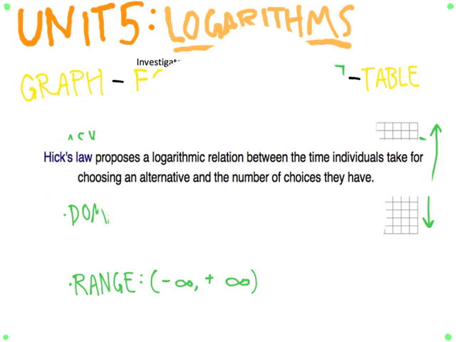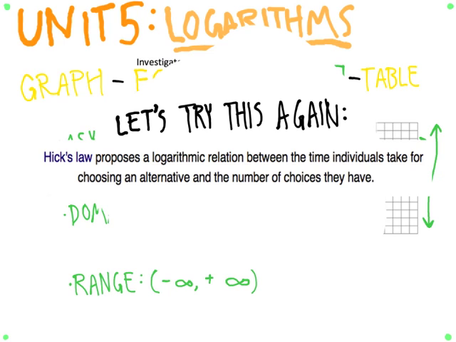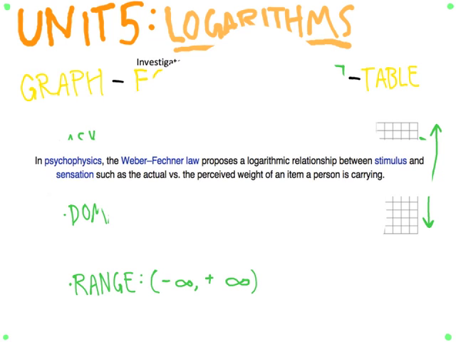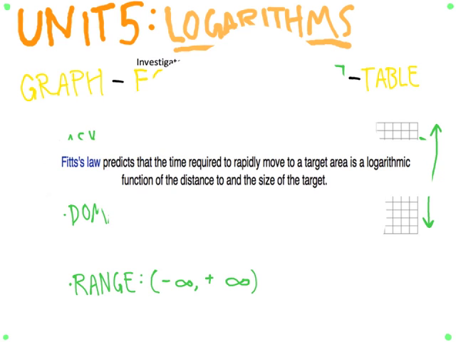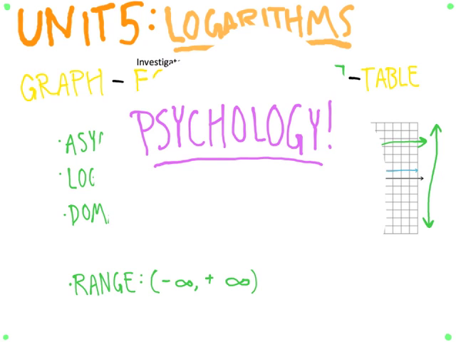There's a thing called Hick's law, which states that there is a logarithmic relation between the time individuals take for choosing an alternative choice and the number of choices that they actually have. There's also Weber-Fechner's law, which proposes a logarithmic relationship between stimulus and sensation. So, like, the actual versus the perceived weight of an item someone is carrying. Finally, there is a thing called Fitts's law, where the time required to rapidly move to a target area is a logarithmic function of the distance to and the size of the object. If you can wrap your mind around that. So yeah, psychology. Weird and stuff.